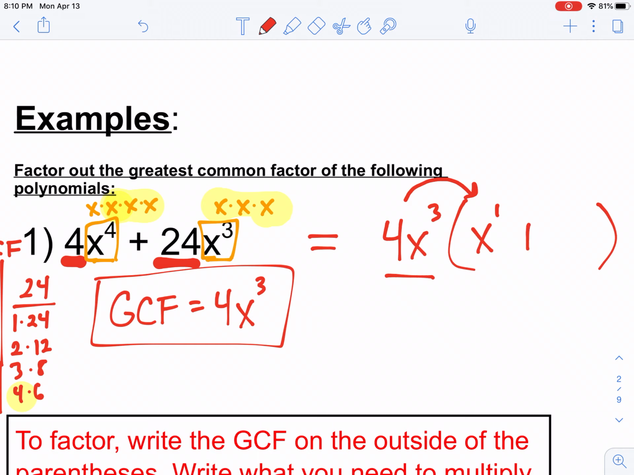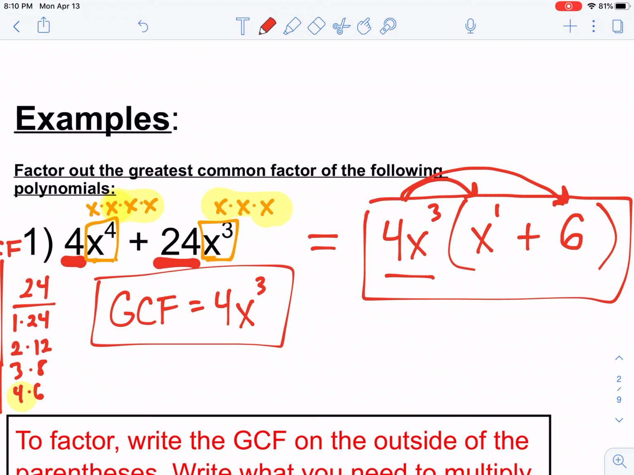And then we have a plus sign. And then, okay, now we need to get to 24x to the third power. So if we have 4x to the third power and we need to get to 24x to the third power, we would need to multiply by 6. Okay? And that's it. That is our answer right there. That is our factored GCF expression. Okay? We're going to stop this video and then do another one.